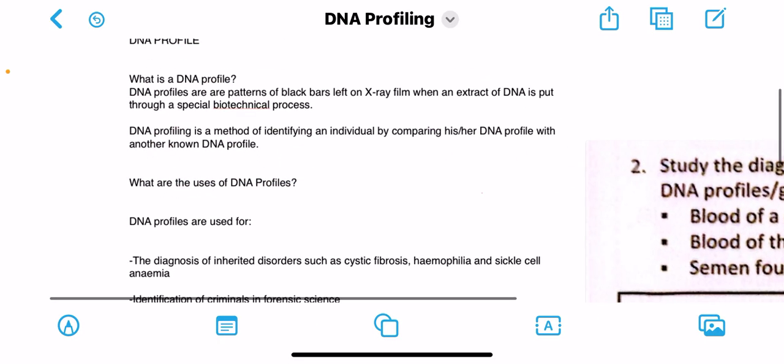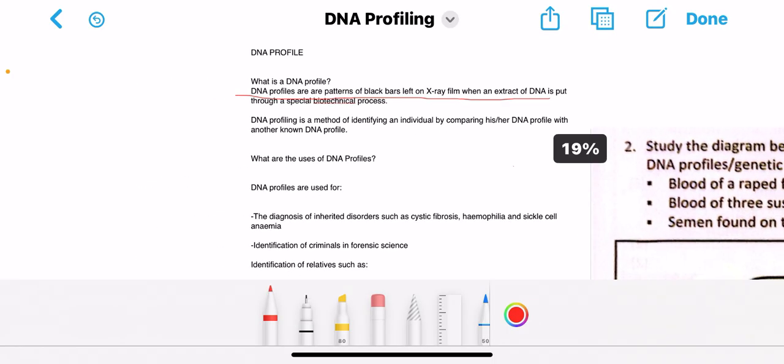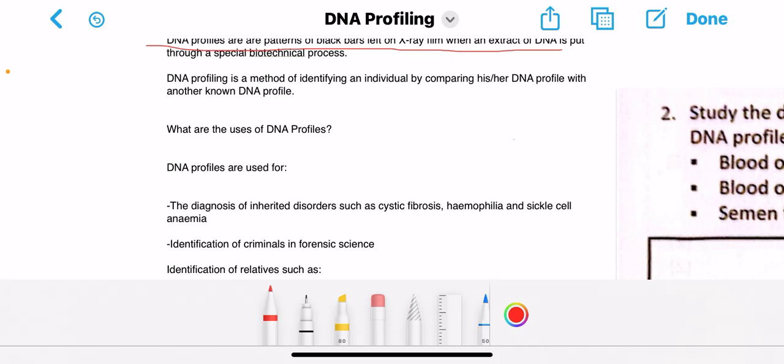A DNA profile is a pattern of black bars left on an X-ray film when an extract of DNA is put through a special biotechnical process. Now, what is DNA profiling? DNA profiling is a method of identifying an individual by comparing his or her DNA profile with another unknown DNA profile. Now, what are the uses of DNA profiles?